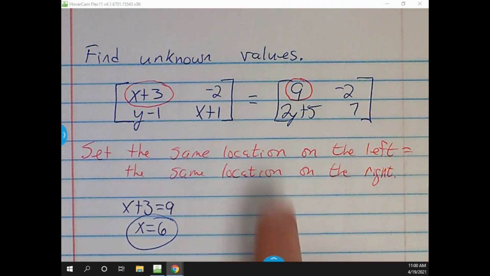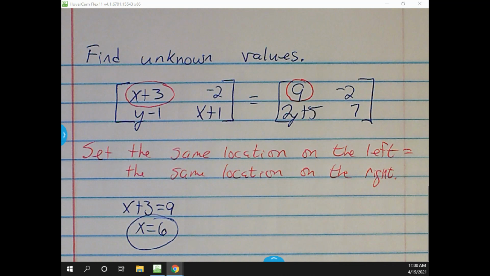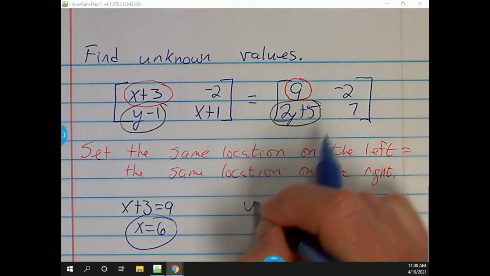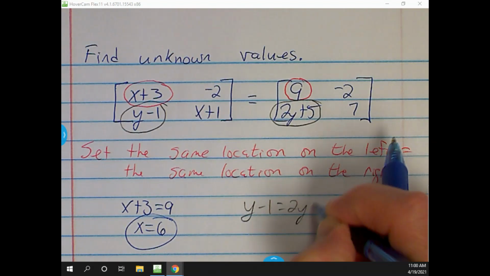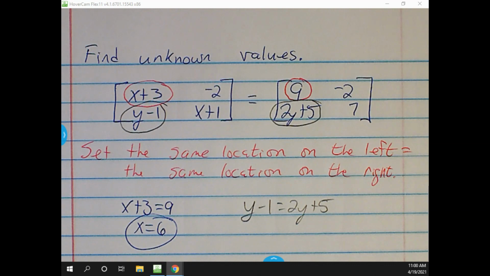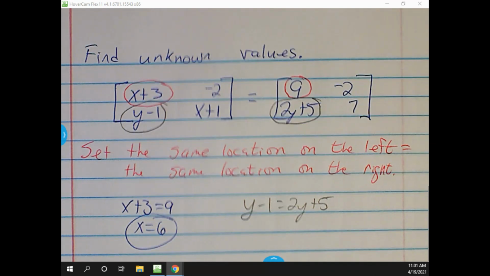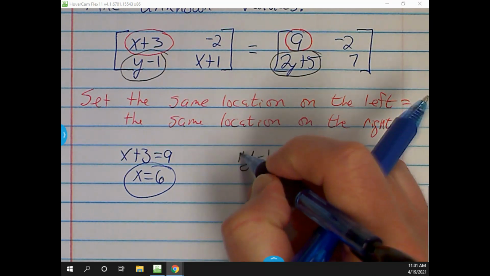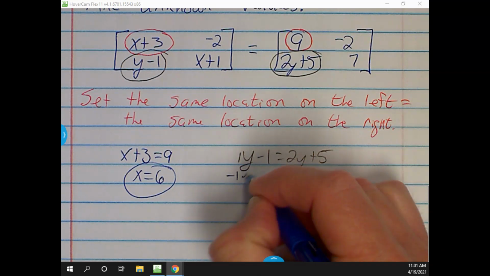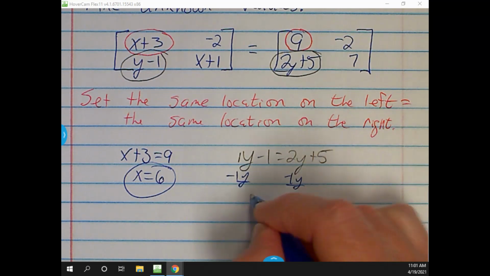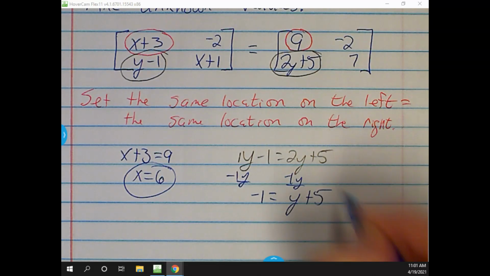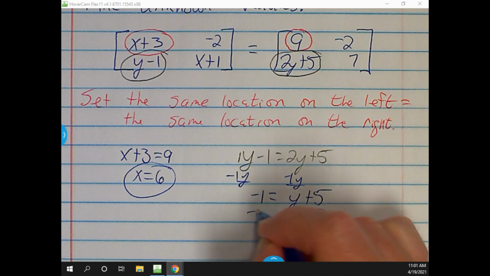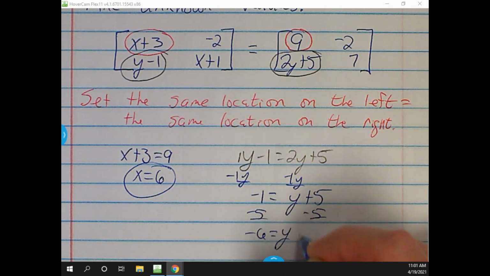The next one we would have would then be the y's. It's in the bottom left-hand corner here. So we've got y minus 1, and we've got to set that equal to 2y plus 5. Okay, and then we'll just solve that equation, and once we figure out what y is, then we'll have that part of it. Remember, in that case, there technically is a 1 here, so if we're going to solve this one, we'll subtract 1y from both sides. So that's -1 equals y plus 5. Then just subtract 5 from both sides, so then y would equal -6.